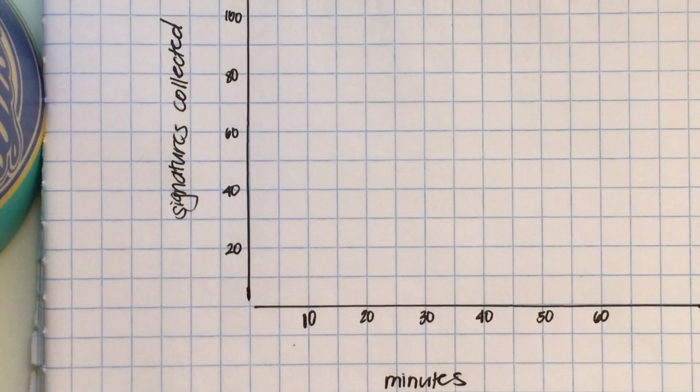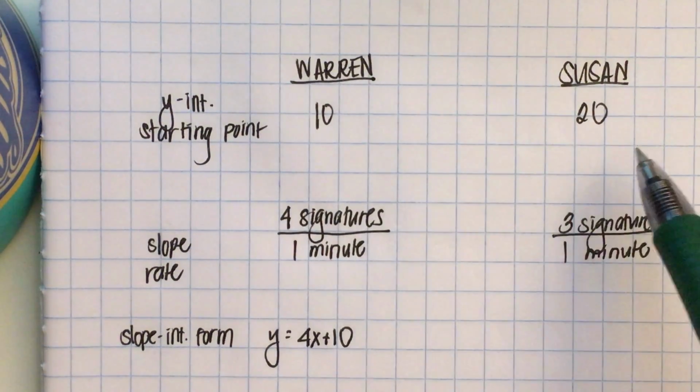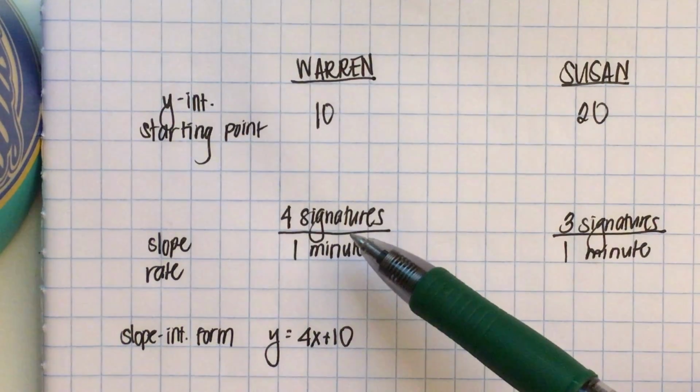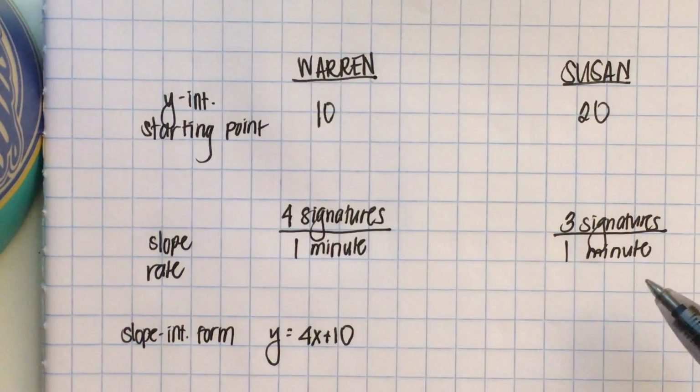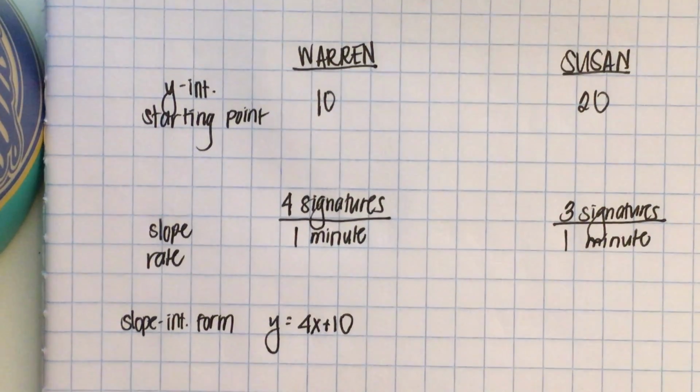Okay, so this is our graph for Warren and Susan having a friendly bet to see who can get the most signatures. But at some point, they're going to have the same amount of signatures. So from earlier, if you remember, Susan started off with 20. Warren started off with 10. Warren ended up collecting 4 signatures per minute, and Susan ended up collecting 3 signatures per minute.